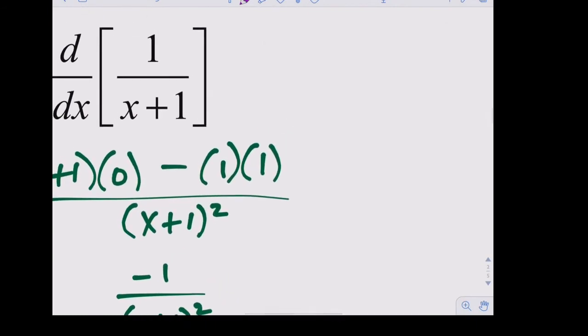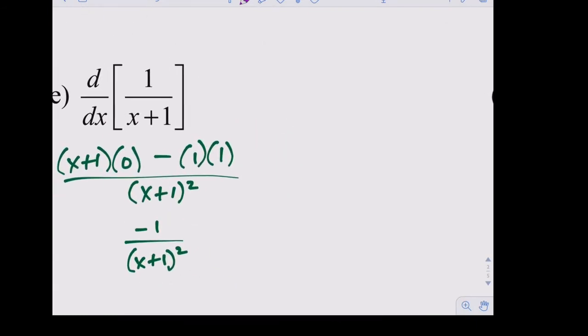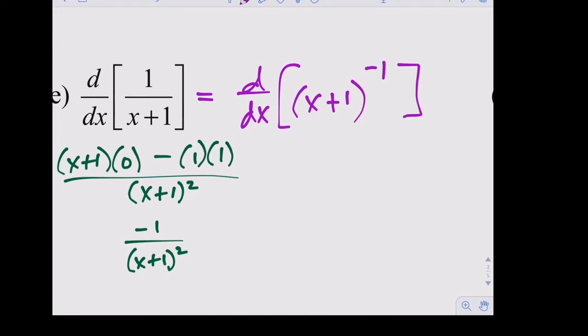No, there's another way to do this, and it might be faster, especially if we want to take derivatives of higher orders. We can actually bring the x plus 1 quantity to the top and call it all to the what power? Negative first. That now becomes a what rule? Chain rule, because I can't distribute the negative first exponent. I have blob to the negative first. And let's see if it works.